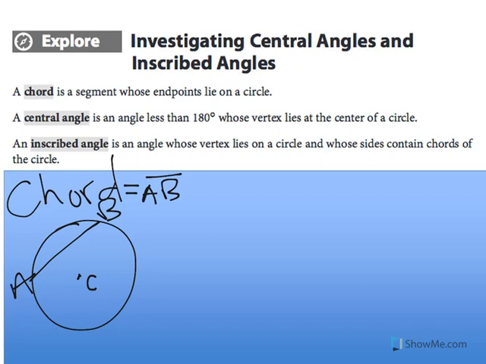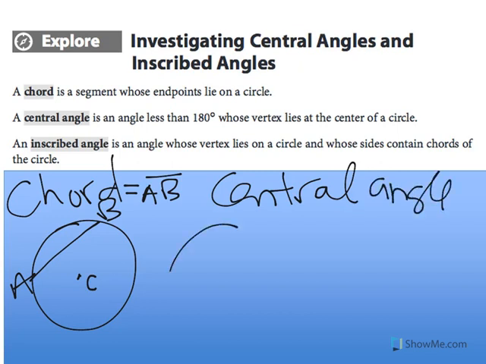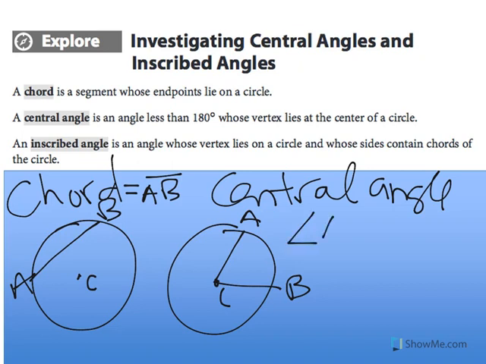A central angle is an angle less than 180 degrees whose vertex lies at the center of a circle. So here is an example of a central angle. Here we have a circle with a center called C. We have a ray called A, and this is B. So your central angle is angle ACB.